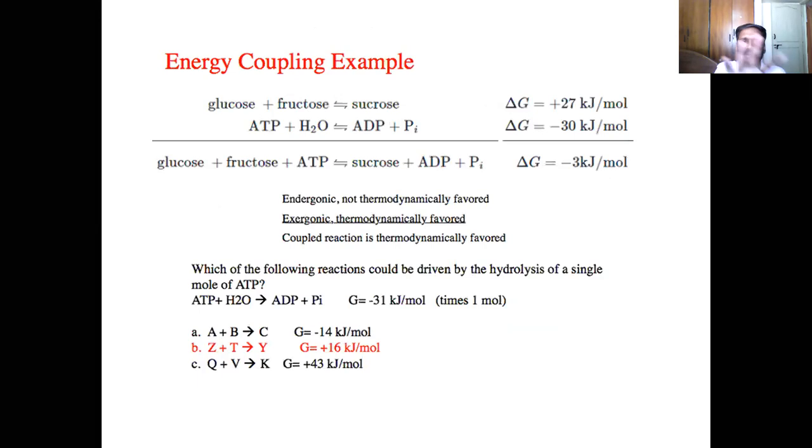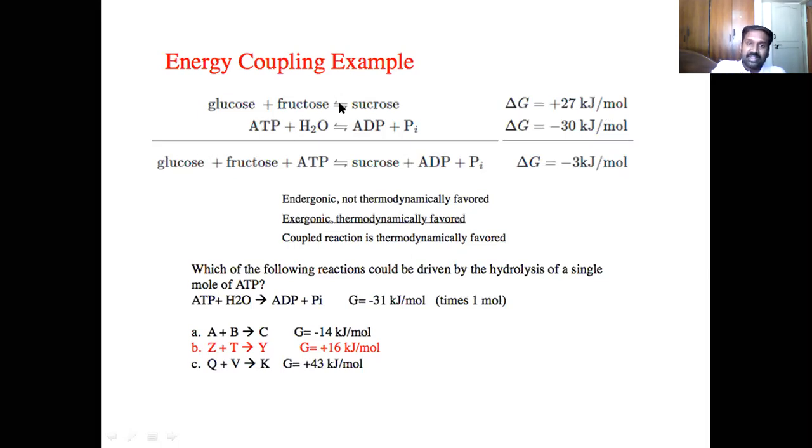There is one more example which I've given. Of course, it's not in your syllabus. Anyways, look at this. You know sucrose, right? Sucrose is a sugar disaccharide made up of two monosaccharides, glucose plus fructose. You take glucose plus fructose, try to make a glycosidic bond directly. Difficult because it is an endergonic reaction. Delta G is plus 27 kilojoules per mole.